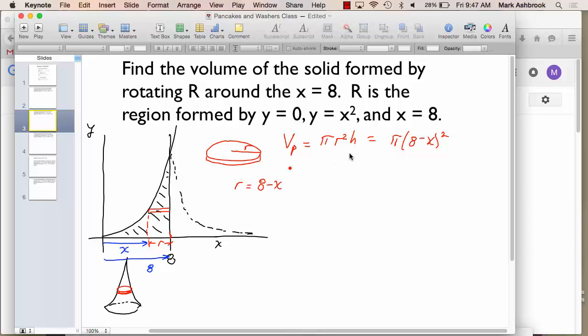So the height now is this dimension, which is what? Delta y, right? Just like the strip. The little narrow dimension of the strip would be delta y. But if it's delta y, then we've got to get x in terms of y. What is x in terms of y? Square root of y, okay? So if y is x squared, then x is square root of y. So we have 8 minus square root of y, quantity squared.